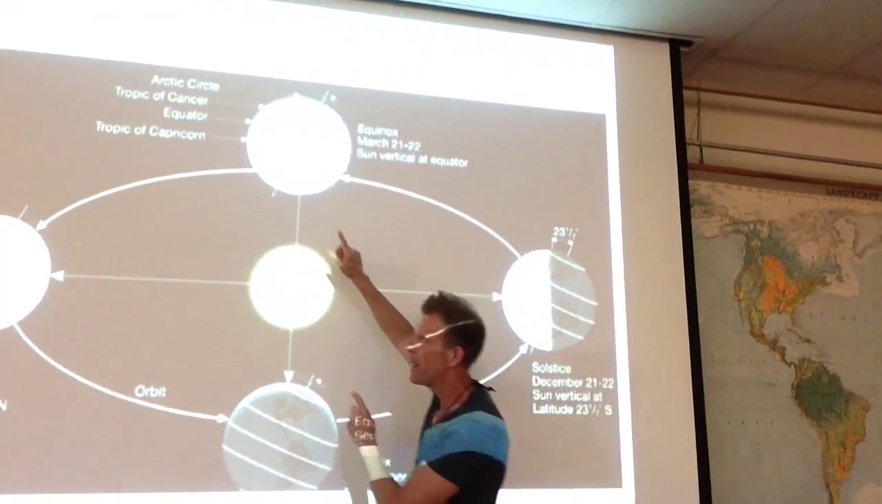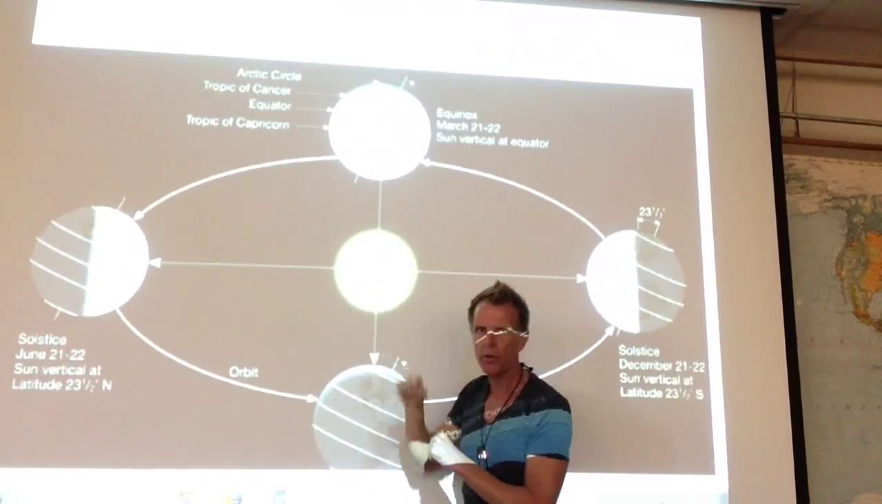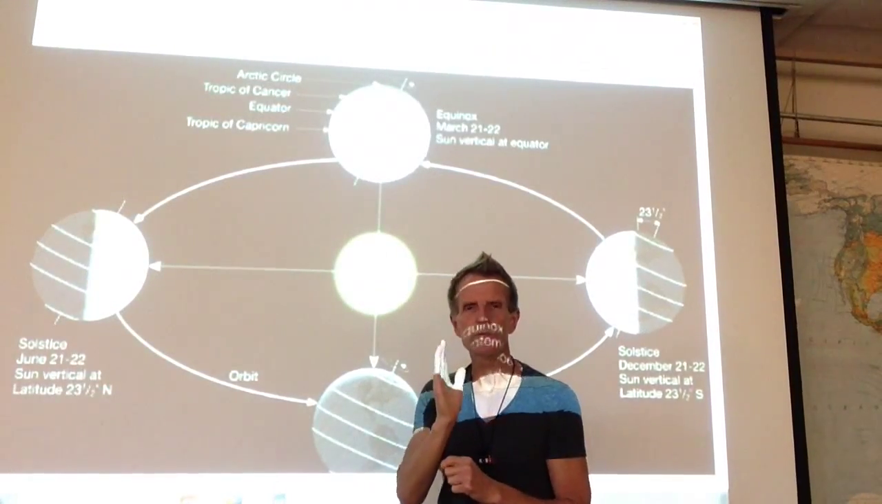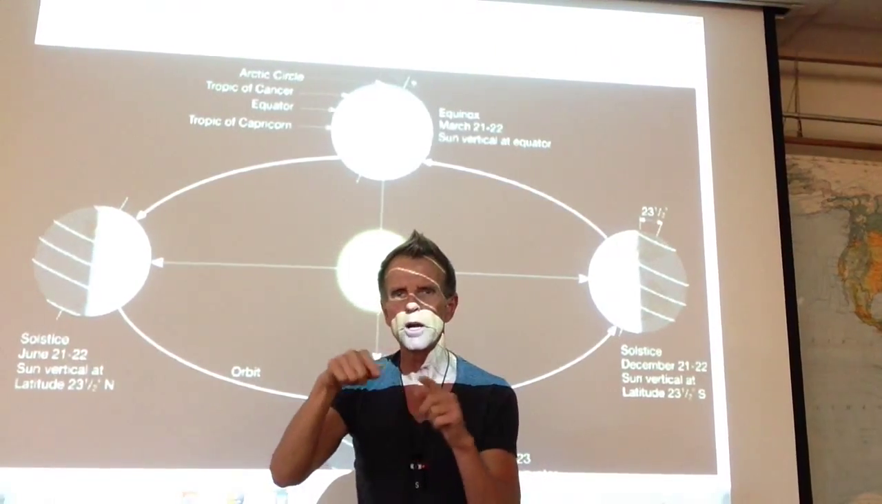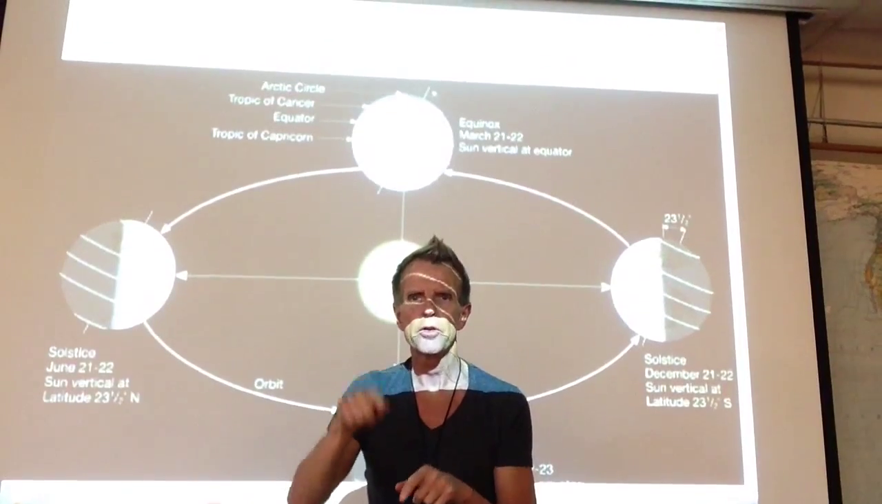And of course, on the two equinoxes, the autumnal and the vernal equinox, it's the equator that's receiving the direct sunlight, so it's really not summer nor winter in either hemisphere.